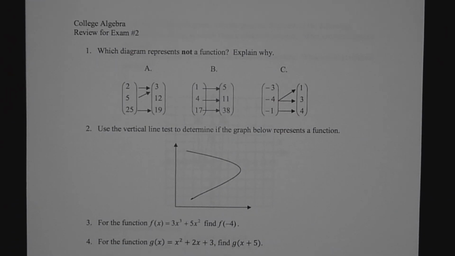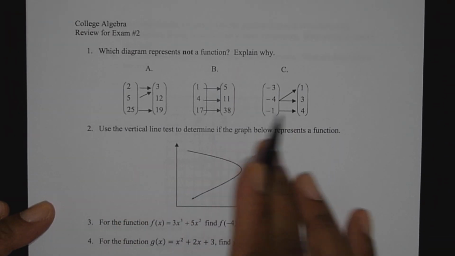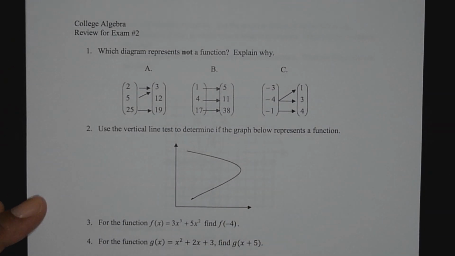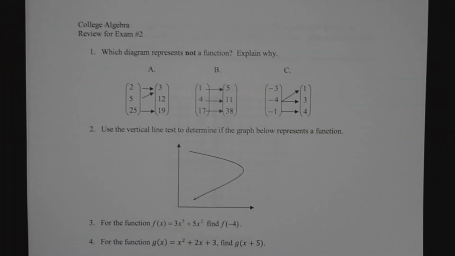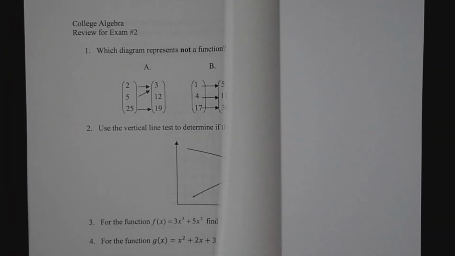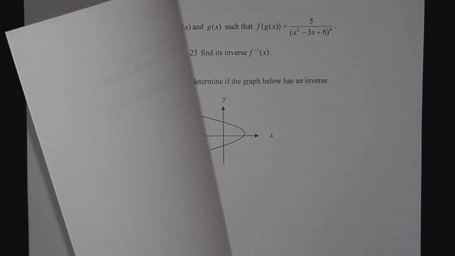In problem number one, you're asked which diagram represents not a function, and explain why. So pretty much you have three mappings, A, B, and C, and you have to determine which one of those is not a function. By looking at that, which one would not be a function? It would have to be C.